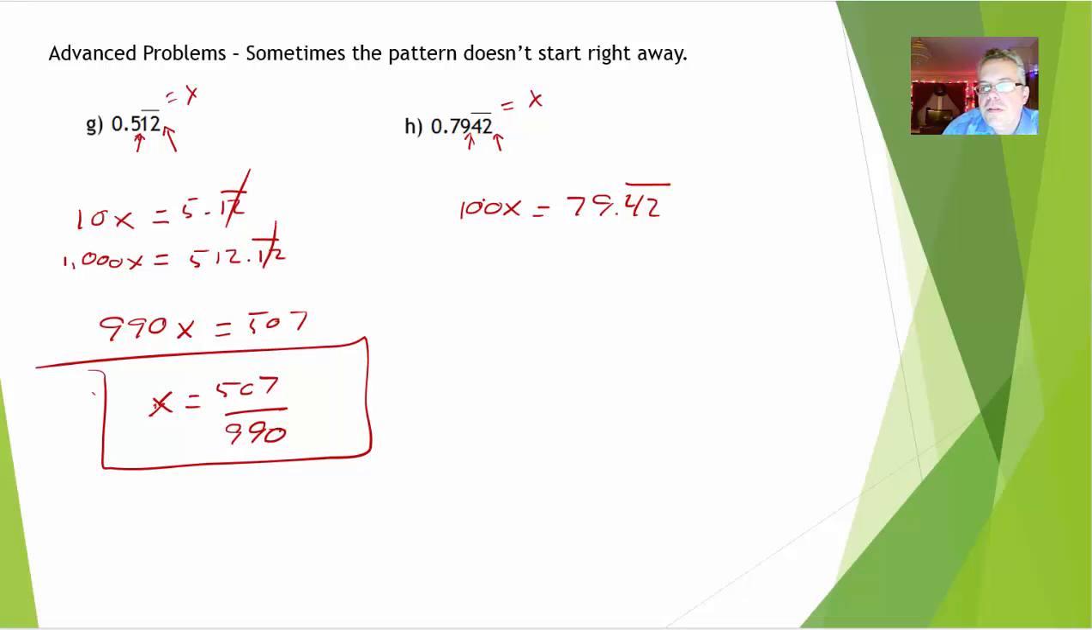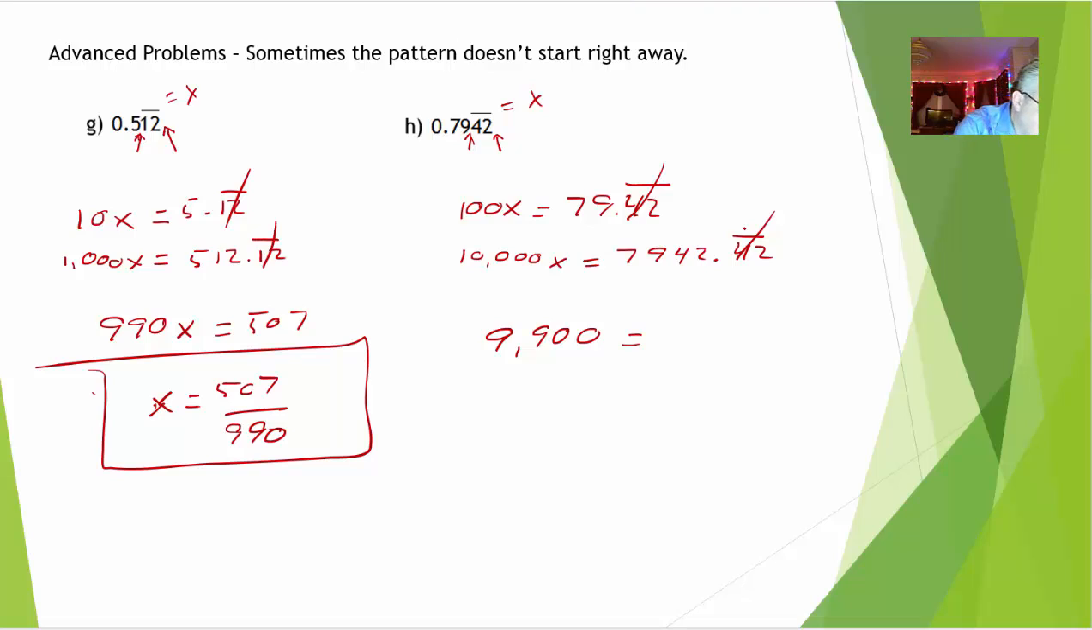We want to move it 4 spaces. So that'd be 10,000x, 10 to the 4th. 10,000 will move it 4 spaces. And that would be 7942.42 repeating. Wow. But notice that we got it so it's 0.42 repeating in each case. So now subtract them. 10,000 minus 100 is 9,900. And over here, we got to do 7,942 minus 79. These cancel.